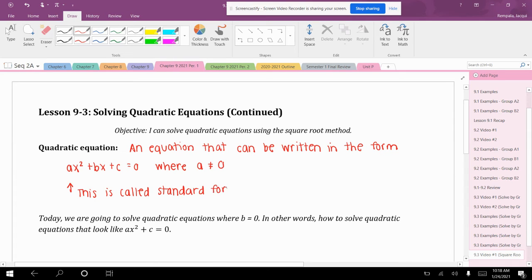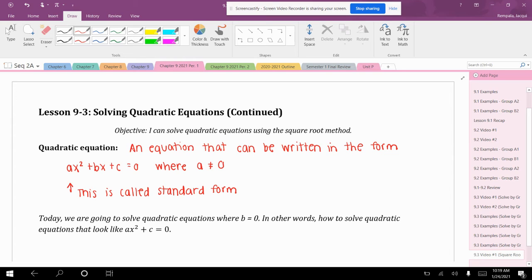So all of the terms are together on one side. You have to have a squared term, which is why a cannot be 0. However, b could be 0 or c could be 0, just a could not because I want that squared term. But when everything's to one side and that equation equals 0, we call that standard form.